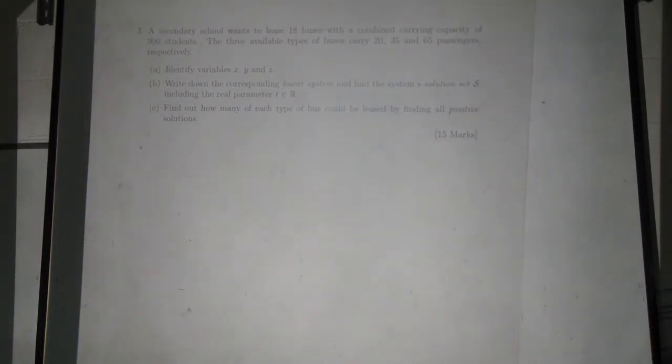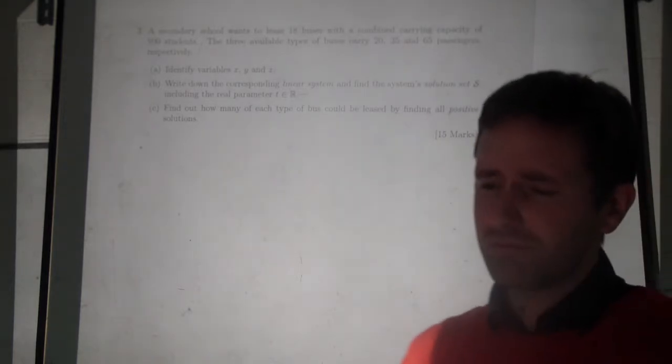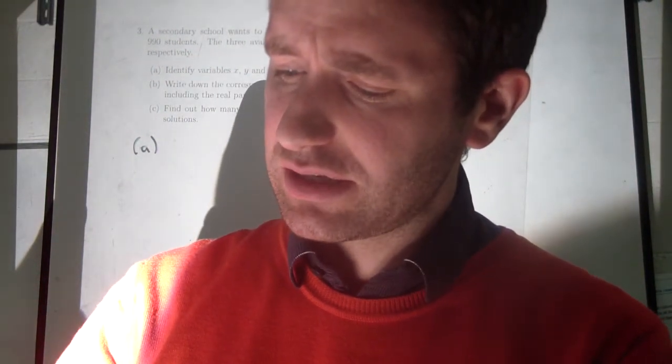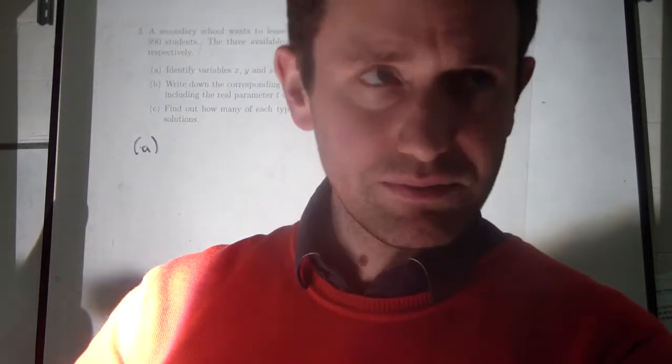Secondary school wants at least 18 buses with a combined carrying capacity of 990. 3 available types of buses carry 20, 35 and 65. Probably the hardest thing here, and the thing people most make mistakes with, is when they don't correctly identify X, Y and Z. So I'll write out something and we can fix it after.